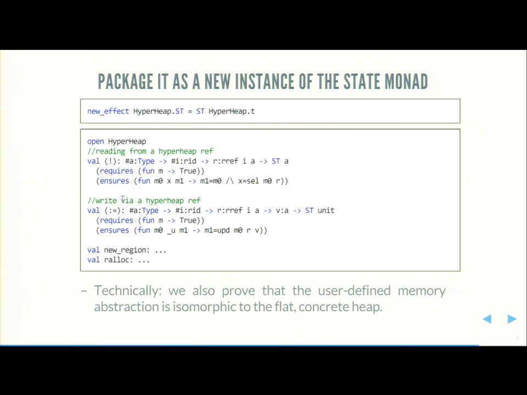And then you can just define a bang and assignment to work over hyperheaps as opposed to working over normal heaps. Technically, in order for this to be admissible, you have to prove that the hyperheap model is isomorphic to the vanilla heap model, because the hyperheap is just an abstraction, whereas you run over using the flat heap. So we do that, and we show that this model is admissible.